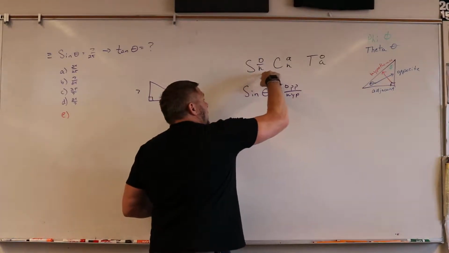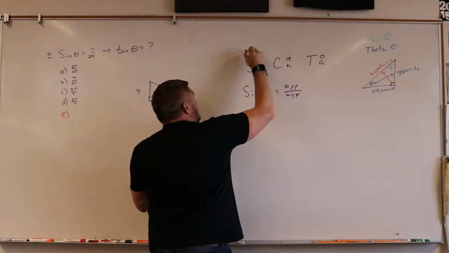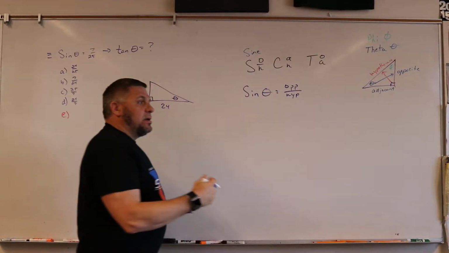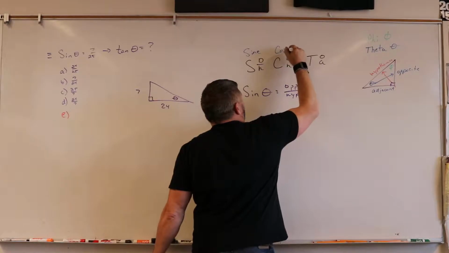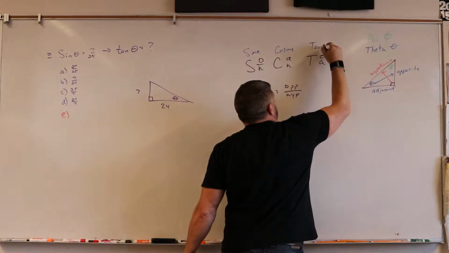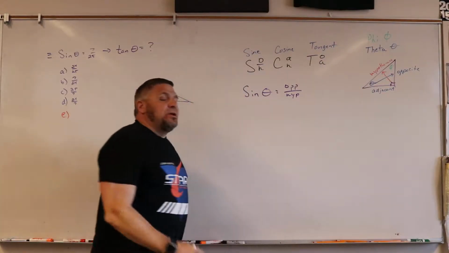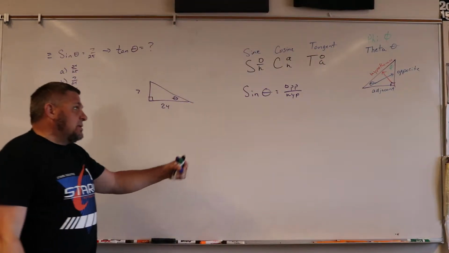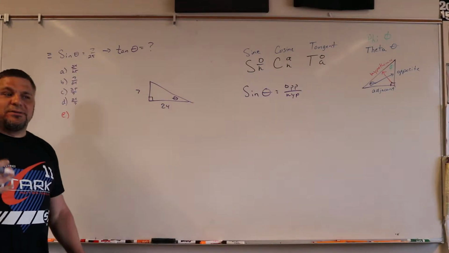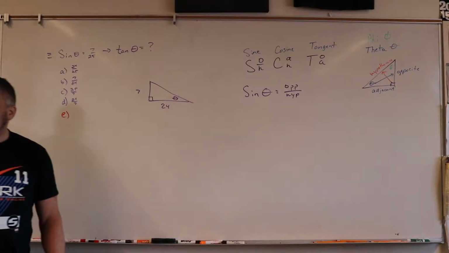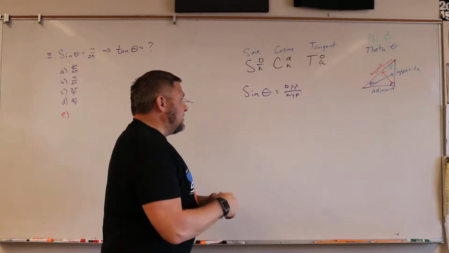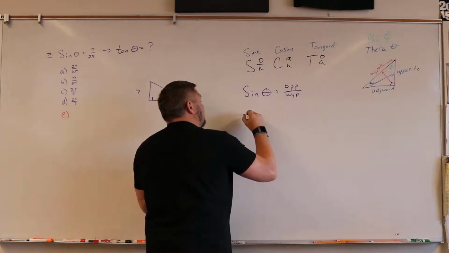sine, cosine. Remember this is sine, it's pronounced sine. This is cosine, and this is tangent. But the way you'll see them on a calculator is sin. A lot of my students are like, oh, you mean sin? Yeah, sin. And cos, because you're going to see it on the calculator as cos.